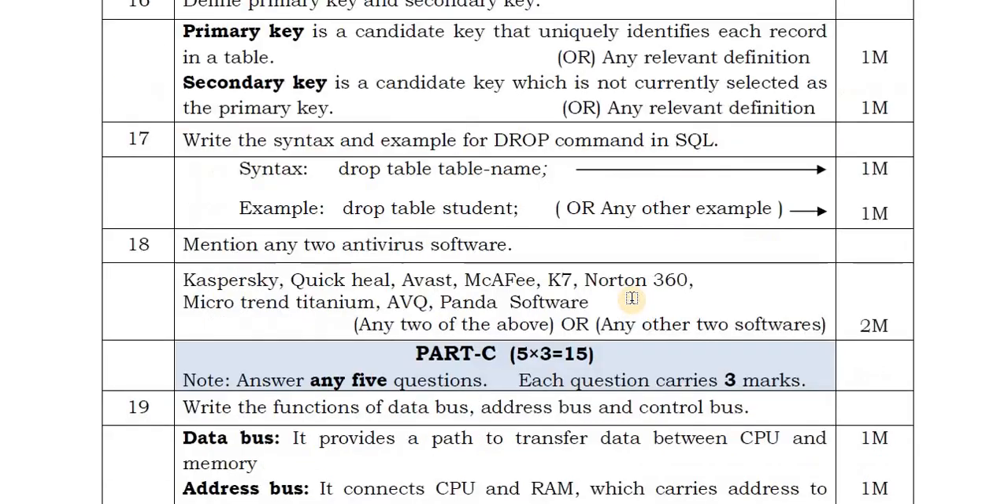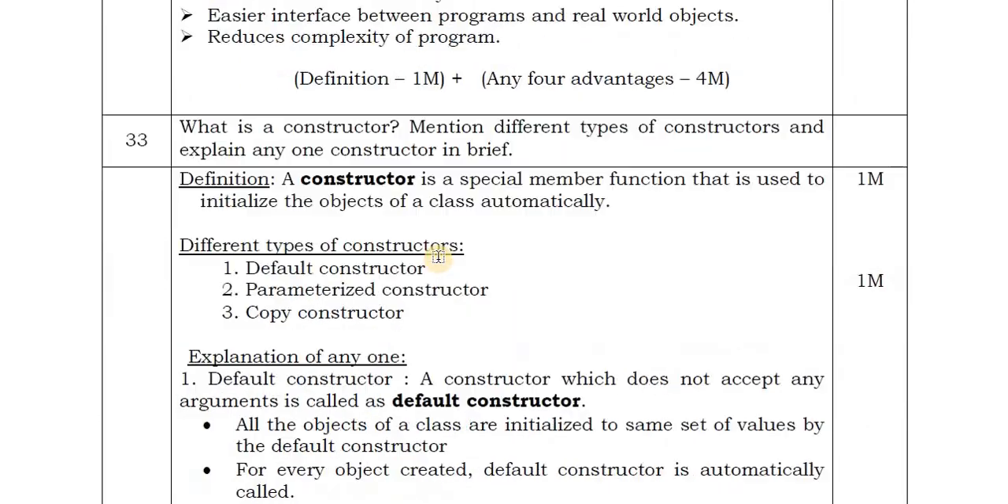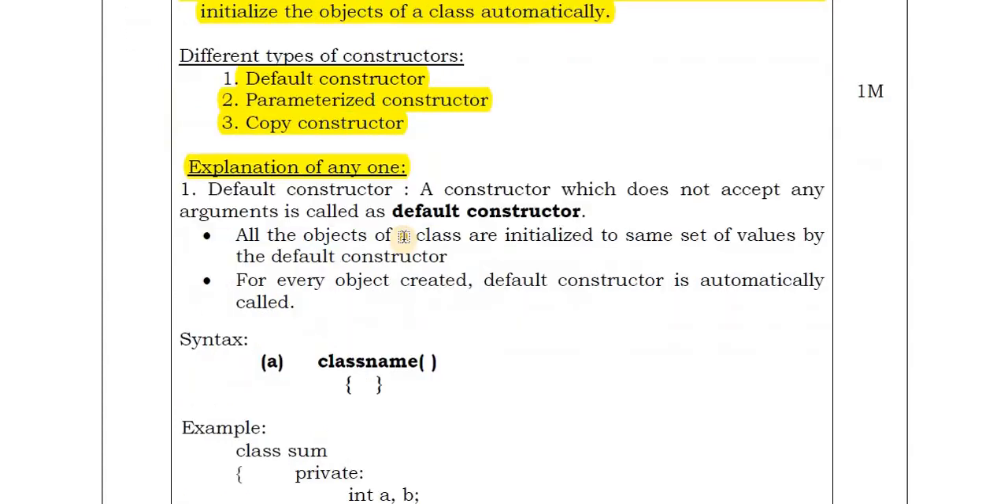Okay, next the 5 marks question. What is constructor? Mention the different types of constructor. You have to write the definition of constructor, and there are 3 types: default constructor, parameterized constructor, and copy constructor, and you have to explain any one. It is very easy.